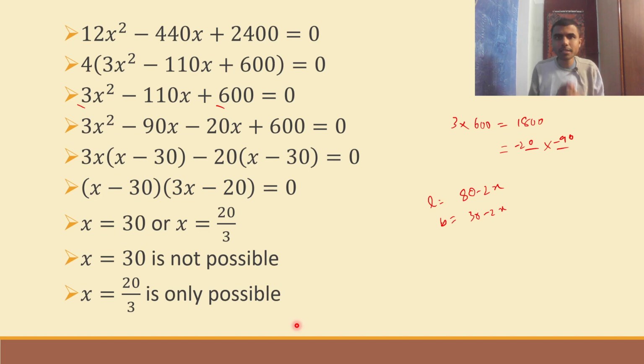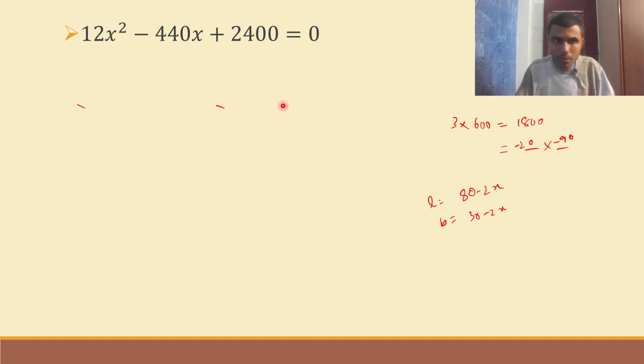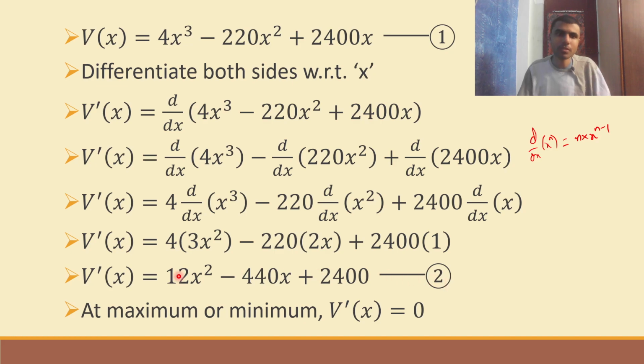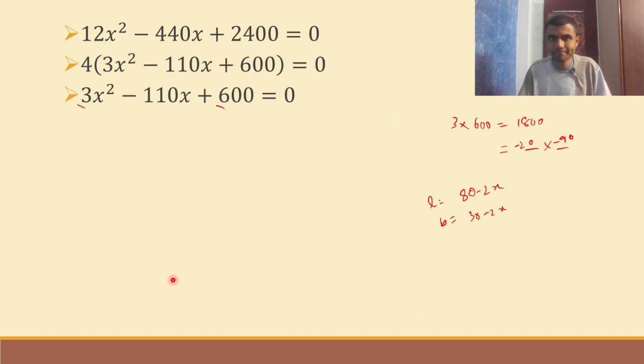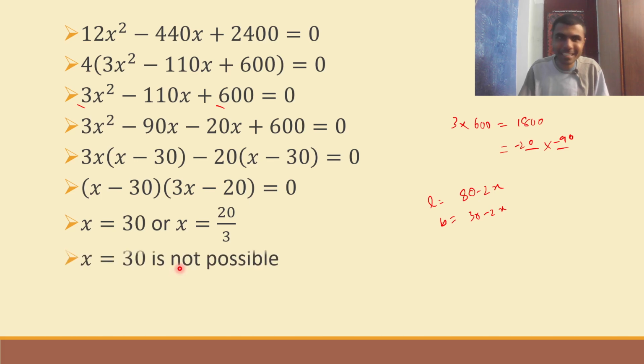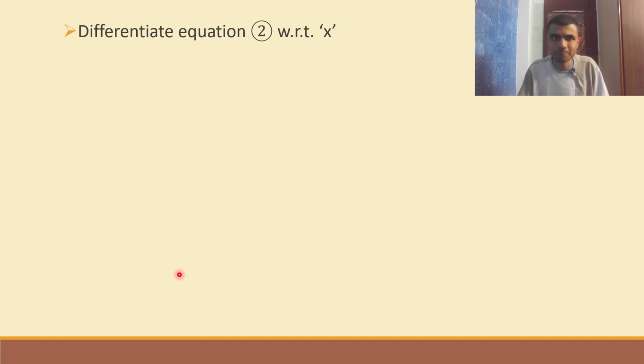Now we got x equal to 20 by 3, but we have to check whether the volume which we are going to get is greatest or not. For this we'll need something known as the double derivative. We got the single derivative V dash x. Now we need to differentiate this equation again with respect to x. I need V double dash x. Why and what, I cannot explain in detail in this video. Already the video could be a bit big for you.